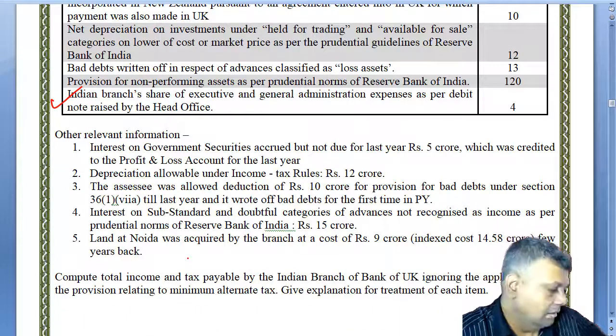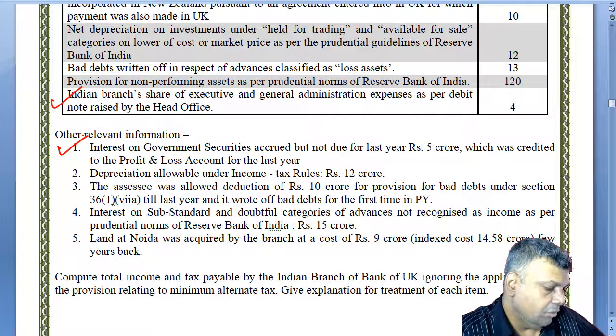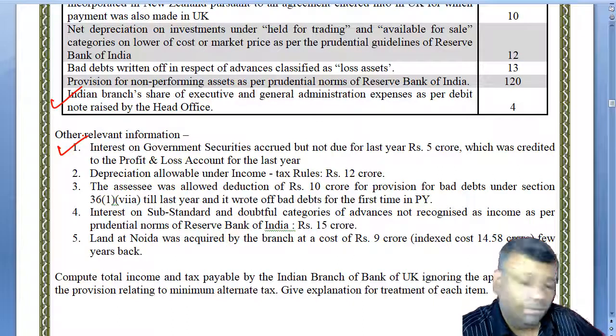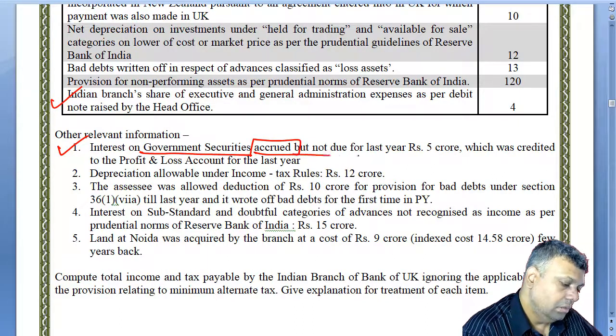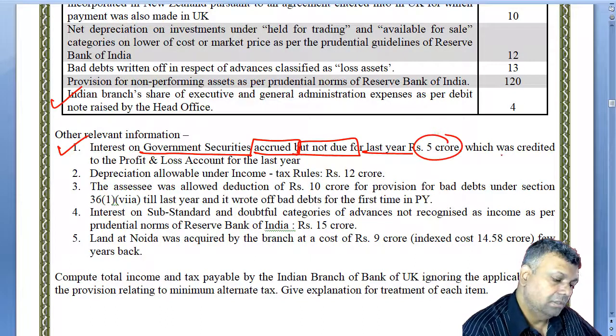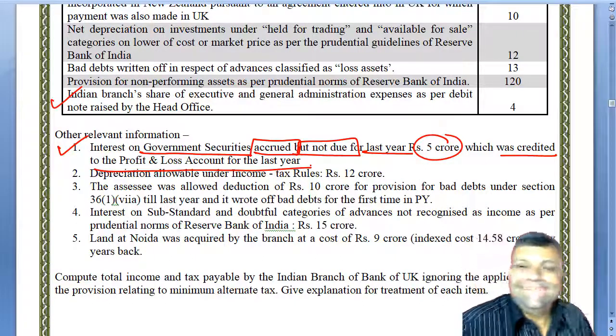Let's go to the other relevant information. Point number 1. Interest on government securities accrued but not due for the last year, rupees 5 crores, which was credited to the profit and loss account for the last year. Good point.